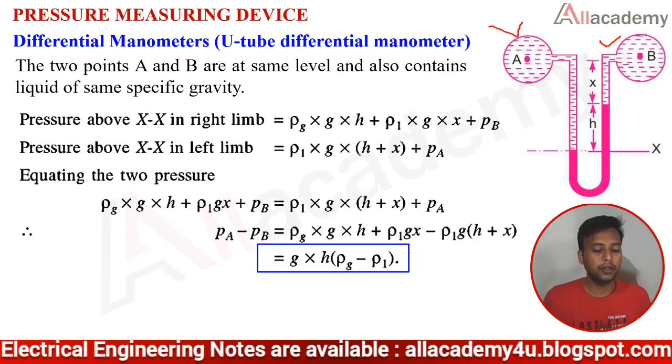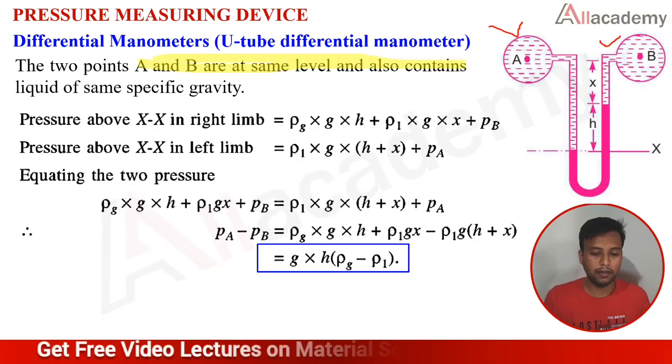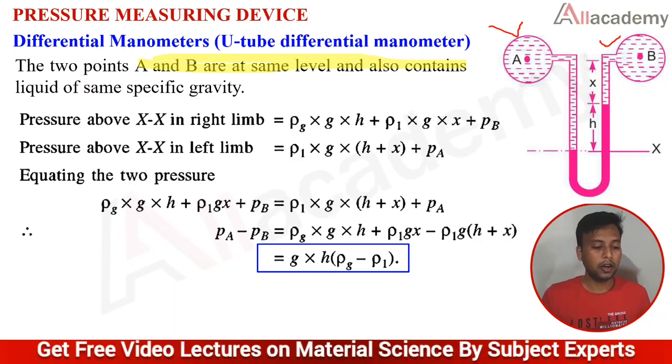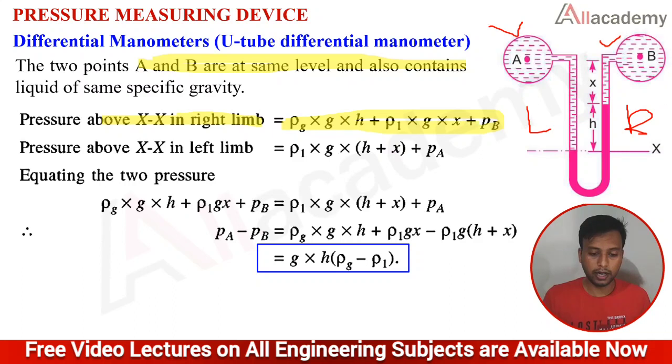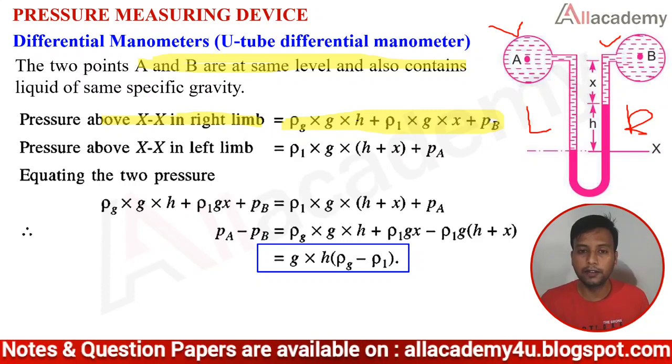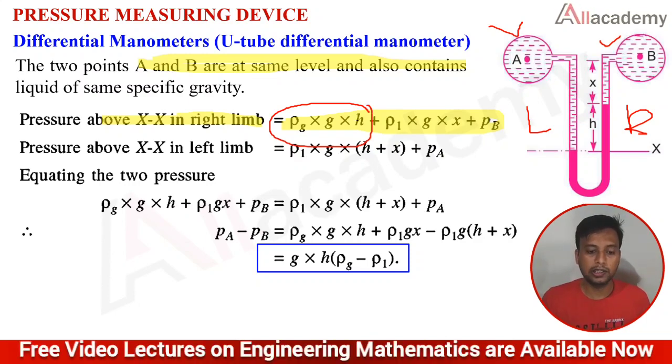Now here, if points A and B are at the same level, as you are seeing in this figure, consider the pressure in the right limb. So this is the right limb and this is the left limb. What fluids do we have here? Please note down. We have mercury, and in this one we have mercury as well as another fluid, so I have to take both fluids. This is the pressure from the mercury, so that is rho g into h.